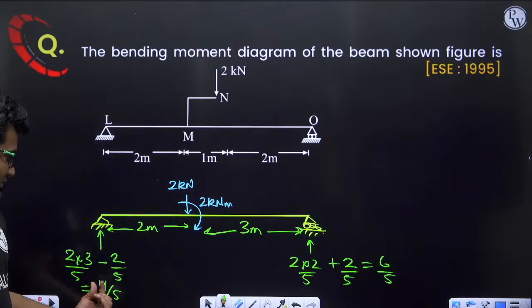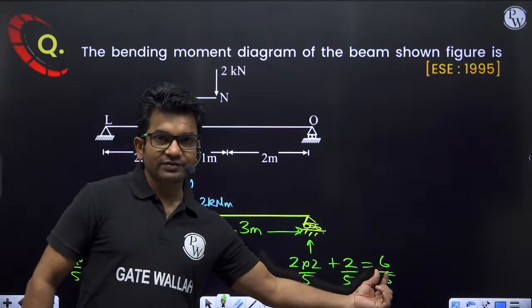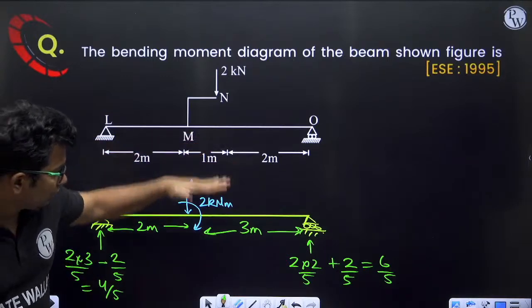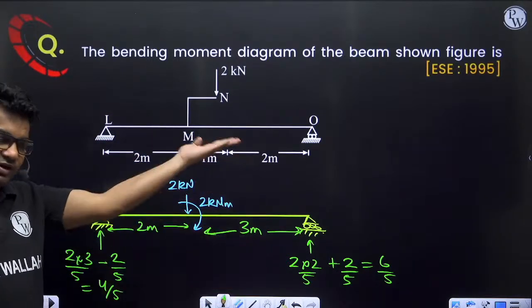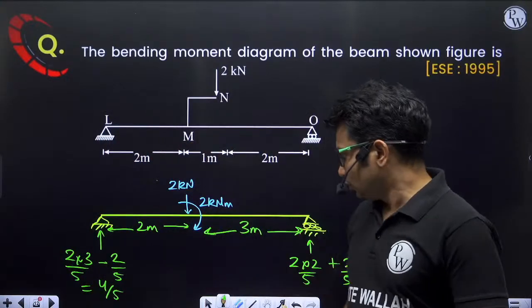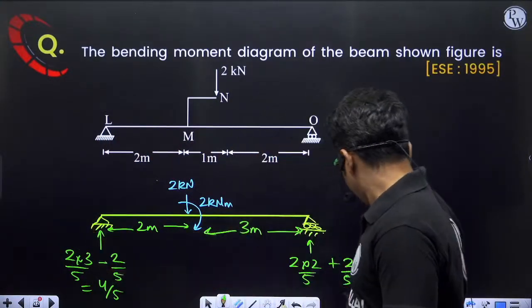So if I add 4 by 5 plus 6 by 5, I will be getting 10 by 5, that means 2. So total downward load will be 2 kilonewton, and total upward reaction will also be 2 kilonewton. Okay, clear. So this support reaction is 4 by 5, this is 6 by 5.